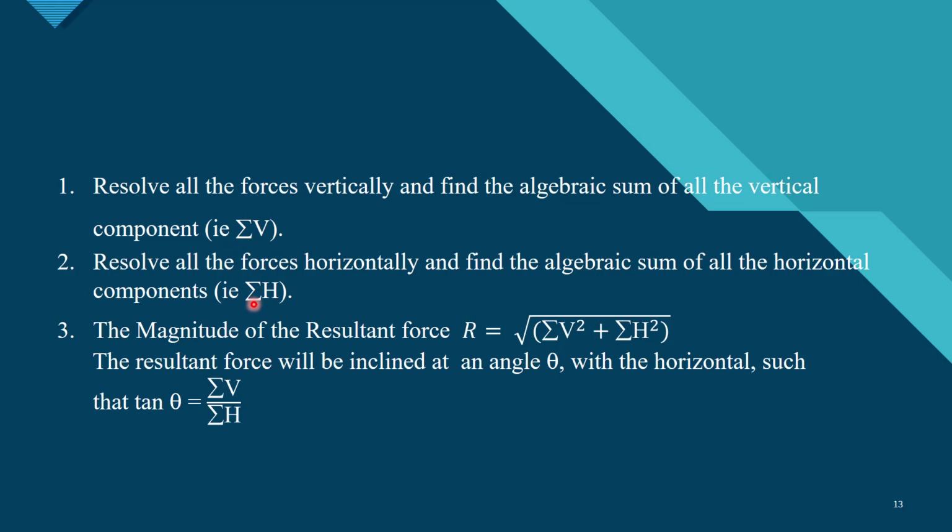So if you have sigma H and sigma V, you can find the magnitude of the resultant force using the formula R is equal to the square root of (sigma V)² plus (sigma H)². This gives the magnitude of the resultant force. Similarly, you can find the direction of the resultant force also, using the formula tan theta is equal to sigma V by sigma H. So from this equation, you will be able to find the value of theta.